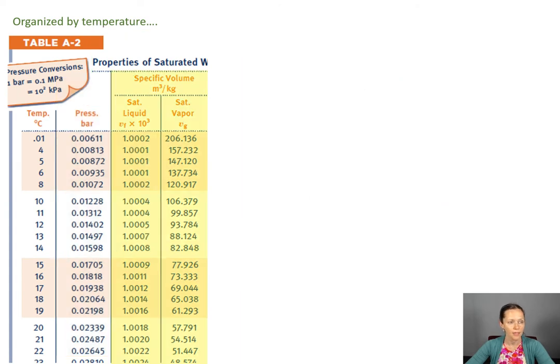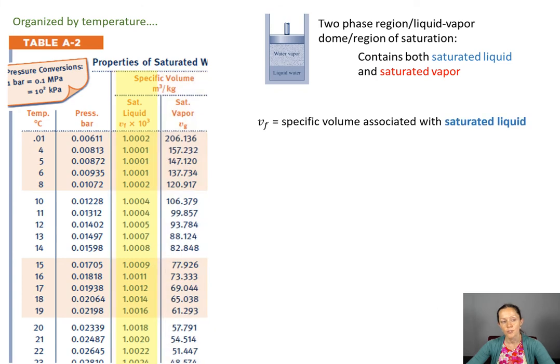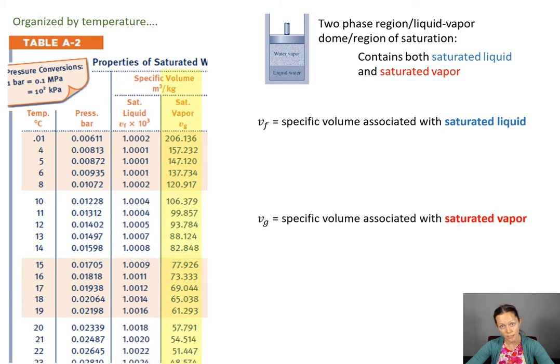All right, now you've got a couple of columns for specific volumes. So why do you have a couple of columns? Well, it's because you have two phases present in that two-phase region. You've got saturated liquid and you've got saturated vapor. So the v sub f is the specific volume associated with the saturated liquid. The v sub g is associated with the saturated vapor. And those subscripts, we carry those throughout the rest of the course. So any of the other property data, if you have property data that's got a subscript f or g, it just means it's associated with the saturated liquid and saturated vapor portion of a two-phase mixture, respectively.